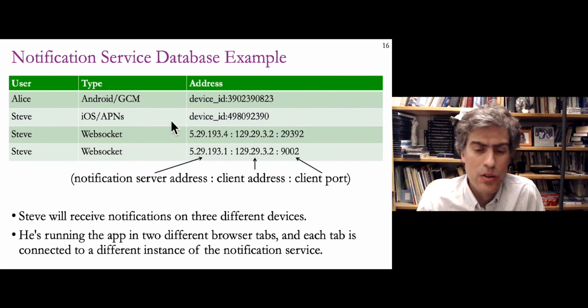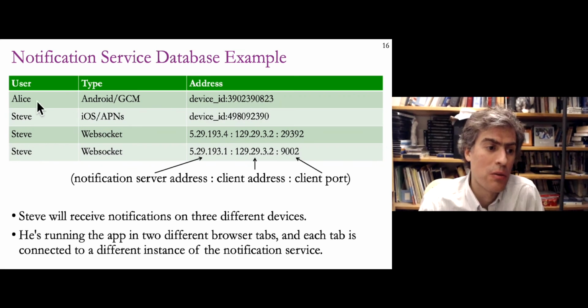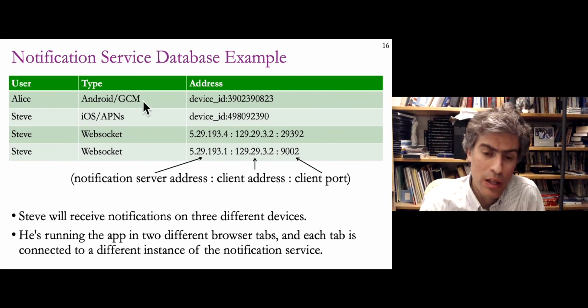And that user Alice has a certain device ID. Now remember, this was generated by Google and sent back to the app, and the app relayed it back to us, and we stored it here for future use. Okay, so then if we want to send a notification to Alice, we send a message to Google Cloud Messaging with this device ID along with the message it wants to be delivered.